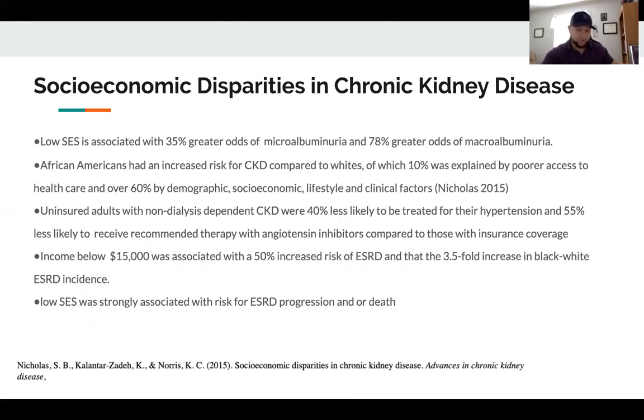Underinsured adults with non-dialysis dependent CKD were 40% less likely to be treated for hypertension and 55% less likely to receive the recommended therapy with angiotensin inhibitors compared to those with insurance coverage. Income below $15,000 was associated with a 50% increased risk of end-stage renal disease and a 3.5-fold increase in Black and white of developing end-stage renal disease. So we know that low socioeconomic status was strongly associated with risk of end-stage renal disease, progression, and death.